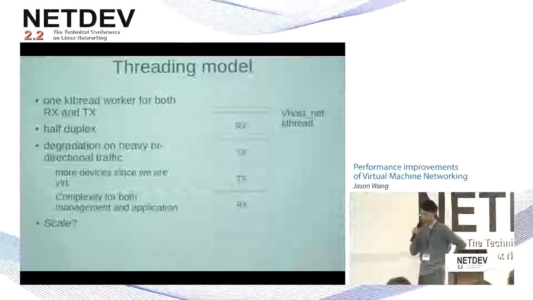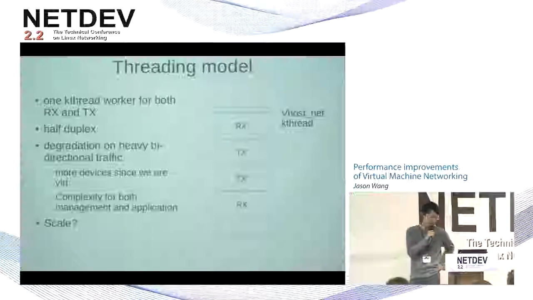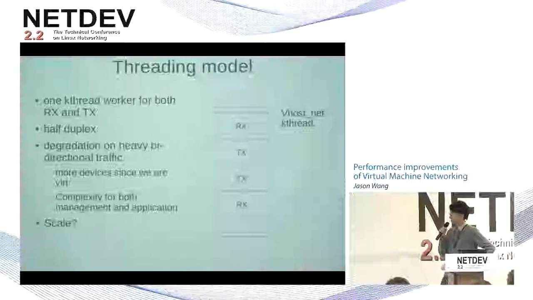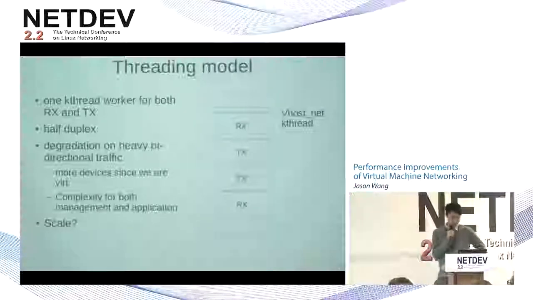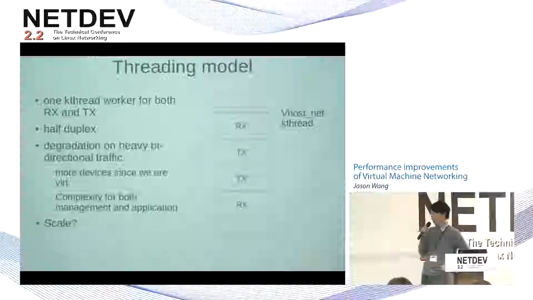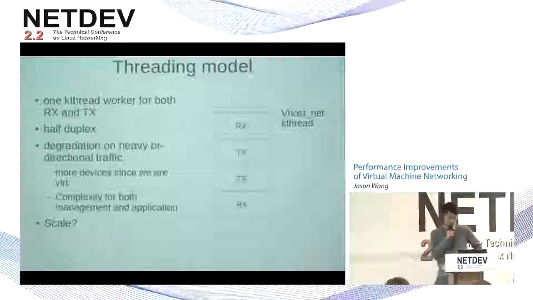So here is the current threading model used by vhost_net. We use one worker thread, and we switch between the TX and RX. So this is not very good, because it is obviously a half duplex implementation, and it may not scale well, for example, if we have heavy bi-directional traffic.